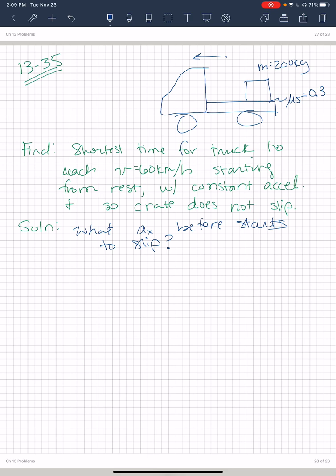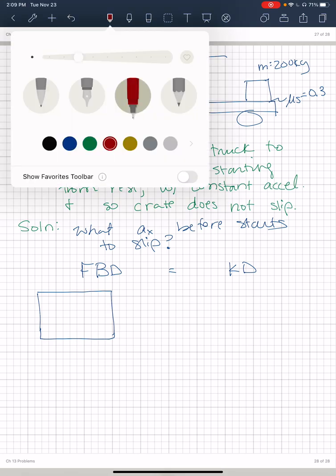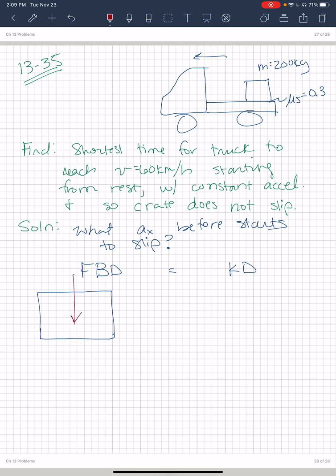So I'm just going to start with a free body diagram and a kinetic diagram of the crate. So free body diagram. We have the weight of the crate, which equals mg, so it's going to equal 200 kilograms times 9.81 meters per second squared. We're going to have a normal force. And then if it starts moving, the crate will move back, so that force of friction that's holding it on is going to be in this direction.